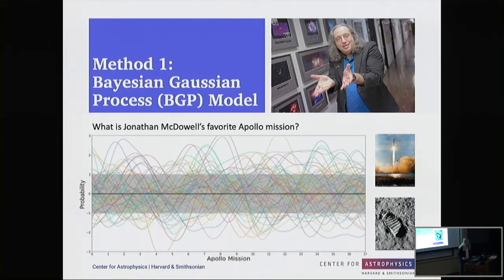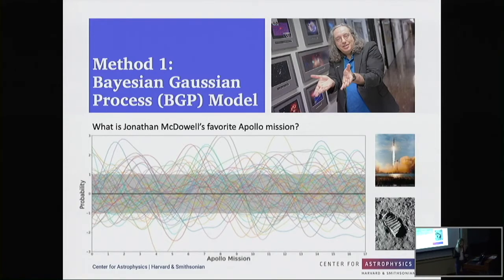So let's say that we know of Jonathan, but maybe we don't know him very well personally. And so our Gaussian process might look something like this, where these are our different Apollo missions, and then on the y-axis you have the probability that that might be his favorite. This Gaussian process is essentially a distribution over all the possible functions that might fit this. Each of the colored lines corresponds to a sample of the possible distributions that may fit this problem.